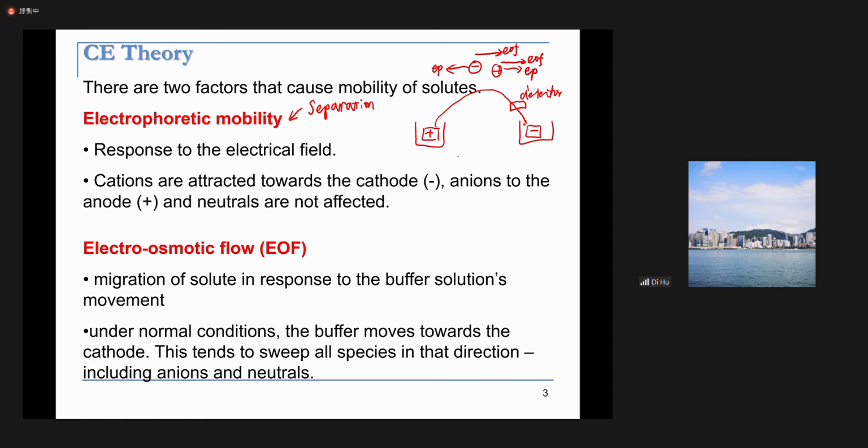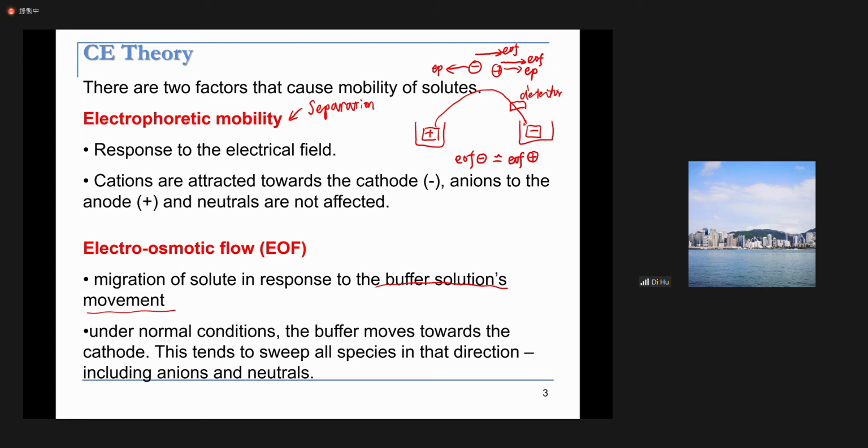And the EOF of the negative ion equals the EOF of the positive ion. It's the same, because it's a response to the movement of the bulk solution. It's the medium that is moving, bringing all these ions inside to move together with it. So under normal conditions, where does the buffer move? It moves towards the cathode, and this tends to sweep all the species in that direction.